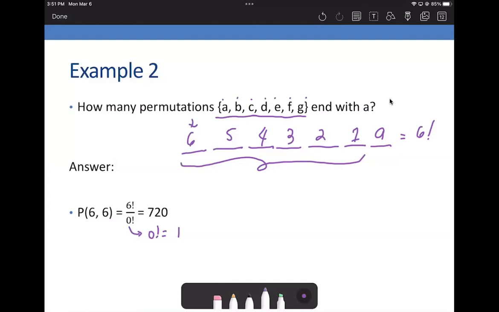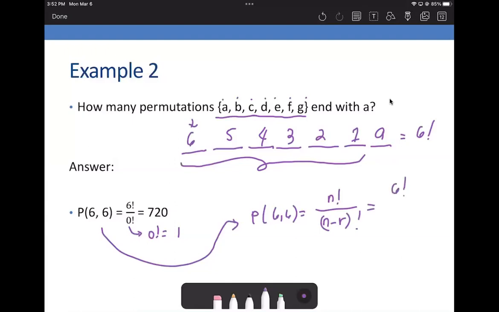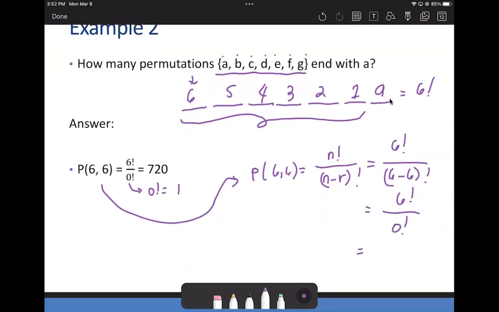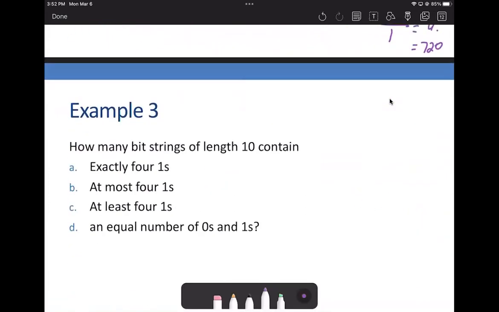Baka ma-confuse kayo dito, ha? So this P of 6 taken 6 is basically equivalent to, diba, we have n factorial over n minus r factorial. So yung 6 natin, that is the n, divided by 6 minus 6 factorial. So that will be 6 factorial divided by 0 factorial. And that is 6 factorial divided by 1. So we have 6 factorial, which is equal to 720.